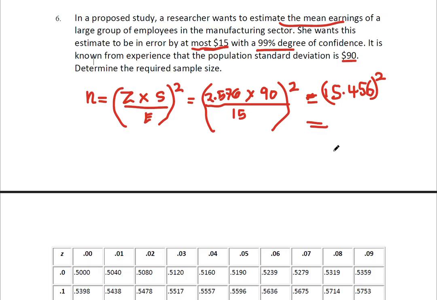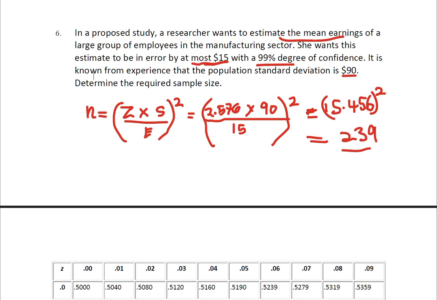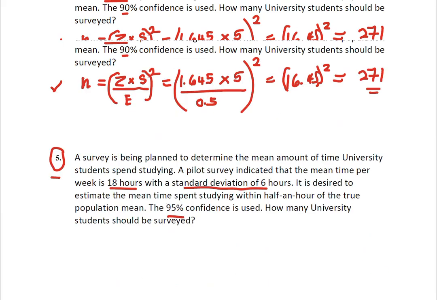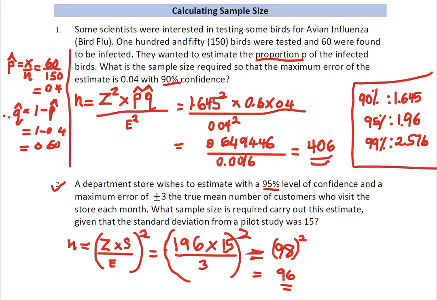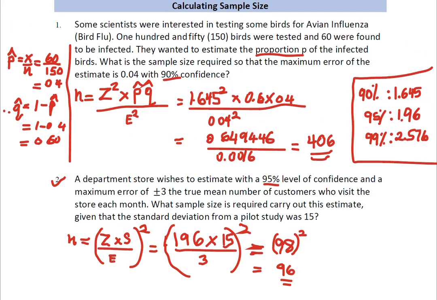When we square that, we get approximately 239. So we need roughly 239 participants in this study in order to guarantee a maximum error of 15 and a degree of confidence of 99. So this was an illustration of how to calculate confidence intervals for means, rather sample size for estimates of means, as well as for estimates of proportions.